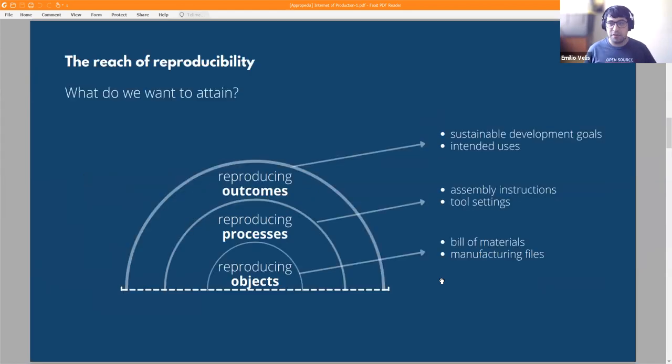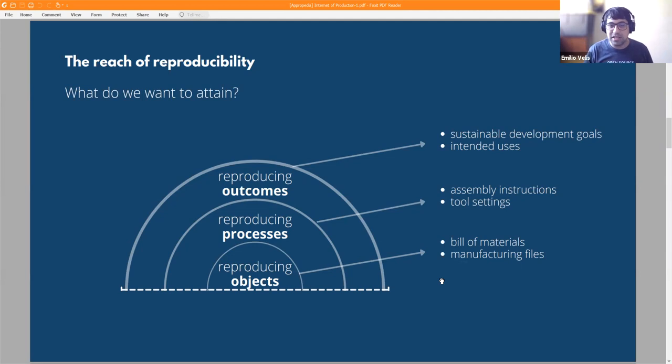And for us, that means that there are different ways of reproducing. I wanted to share three ways in which I believe it's important to think about reproducibility. The first one is about objects: we have all this information that can help us have the same exact device in one place and then put it in another place, just by sharing bits, which are going to be turned into atoms.